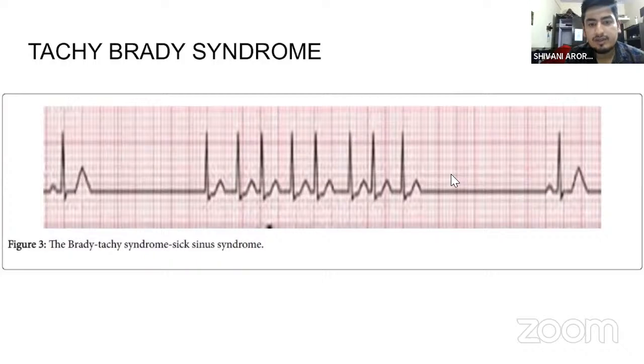So this is basically known as tachy-brady syndrome. And this is one of the important presentations of SA nodal dysfunction or sick sinus. Clear? And we have already discussed that the most common arrhythmia in case of sinus nodal dysfunction is atrial fibrillation. Clear?